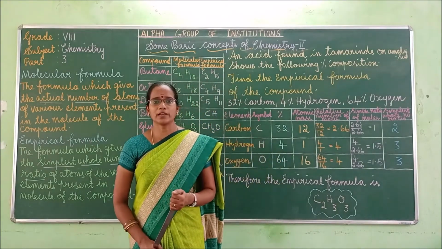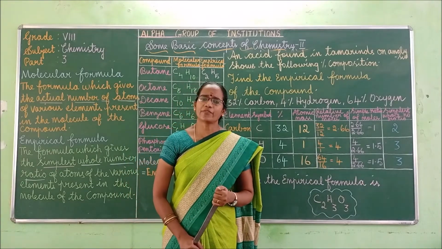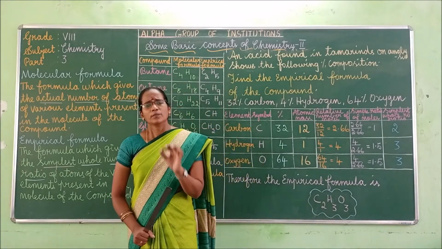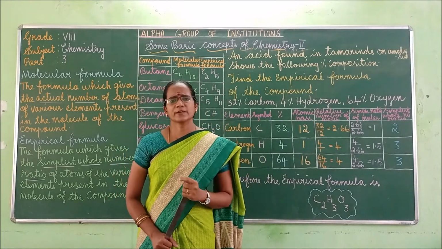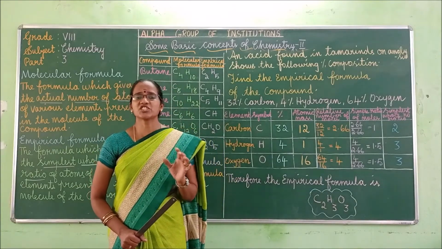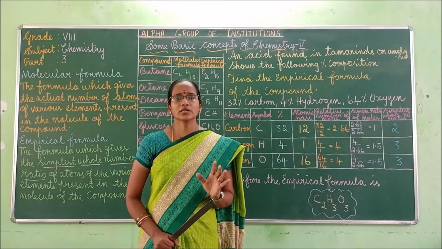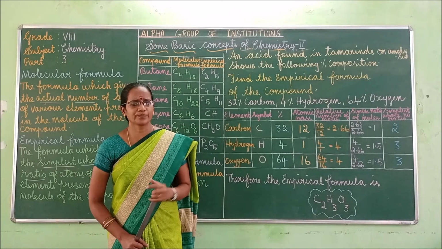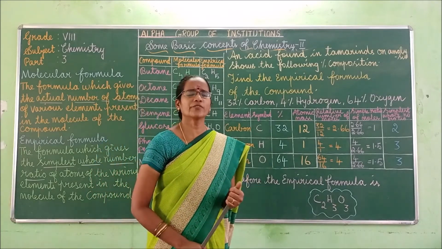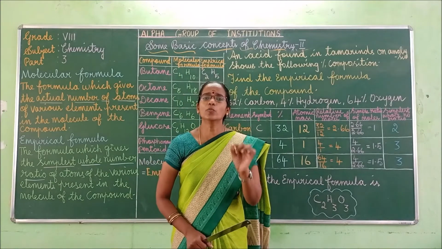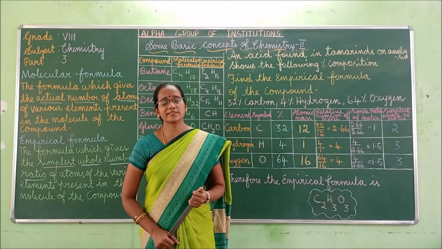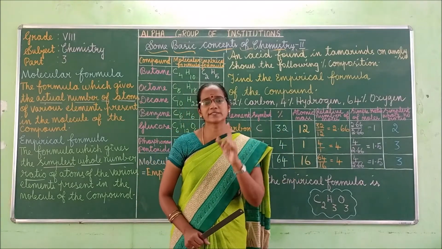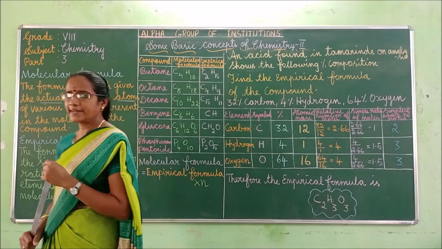So first one, molecular formula. Molecular formula is also known as chemical formula, right? The molecular formula of a compound is a simple notation of the various elements present in the molecule of a compound. In simple words, molecular formula is used to know how many atoms of the elements are present in the molecule of a particular compound. This is known as molecular formula, right?